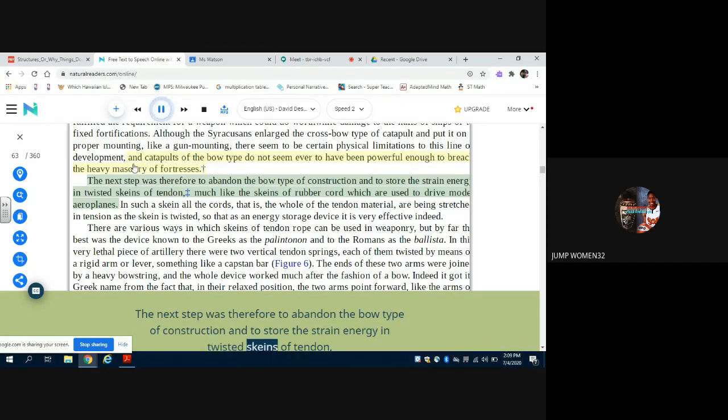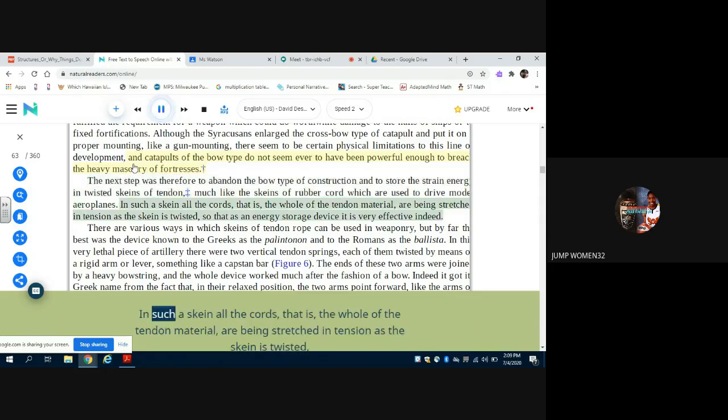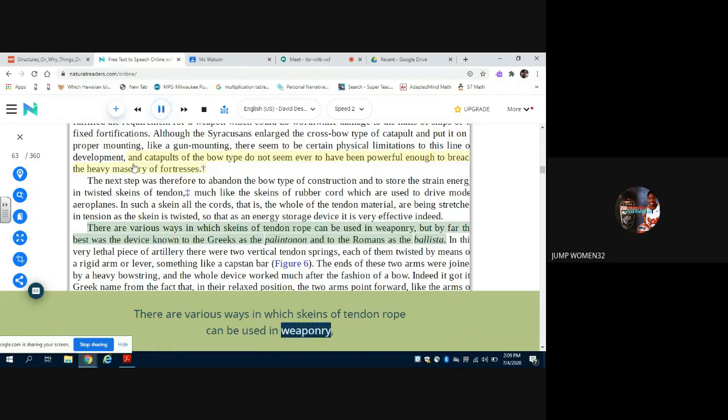The next step was therefore to abandon the bow type of construction and to store the strain energy in twisted skeins of tendon, much like the skeins of rubber cord which are used to drive model aeroplanes. In such a skein, all the cords, that is, the whole of the tendon material, are being stretched in tension as the skein is twisted, so that as an energy storage device it is very effective indeed. There are various ways in which skeins of tendon rope can be used in weaponry, but by far the best was the device known to the Greeks as the palintonon and to the Romans as the ballista.